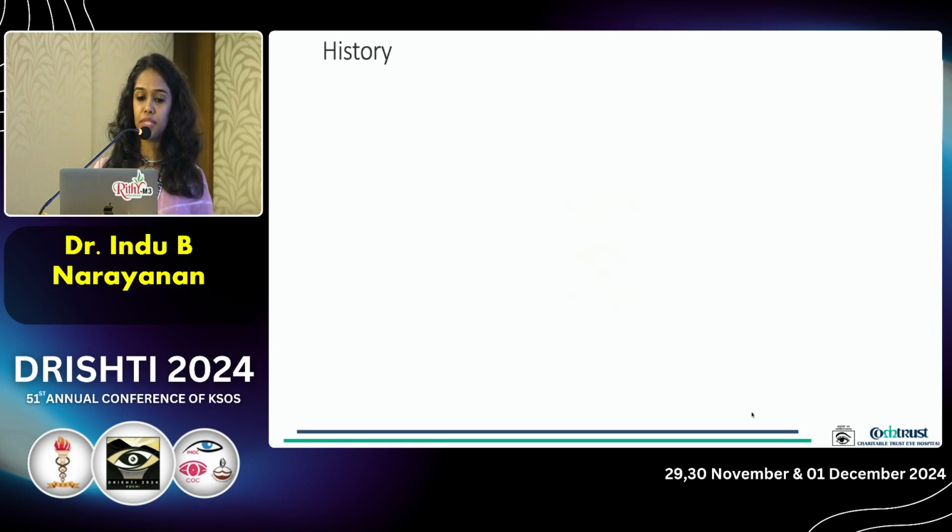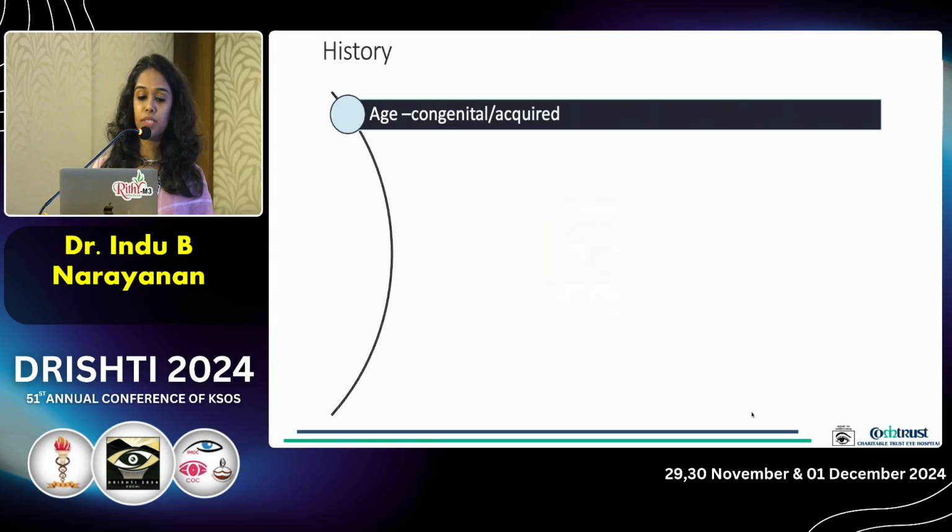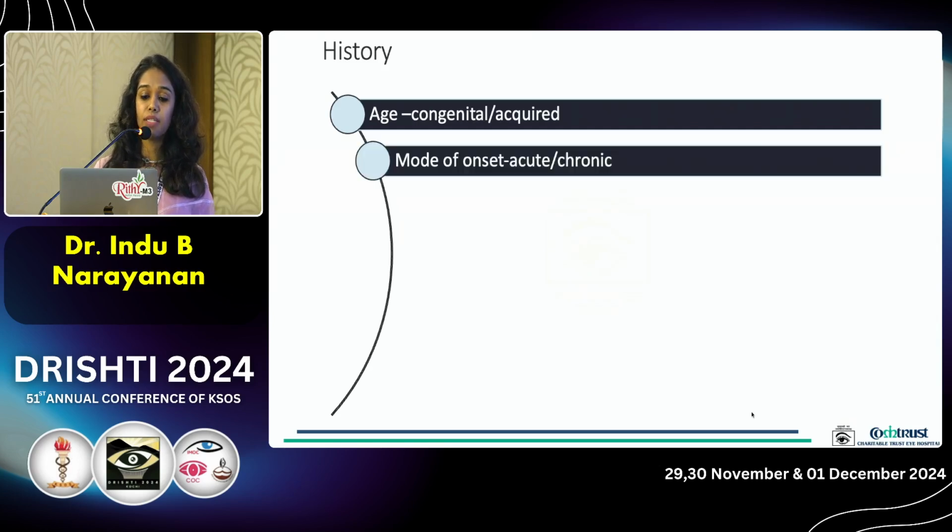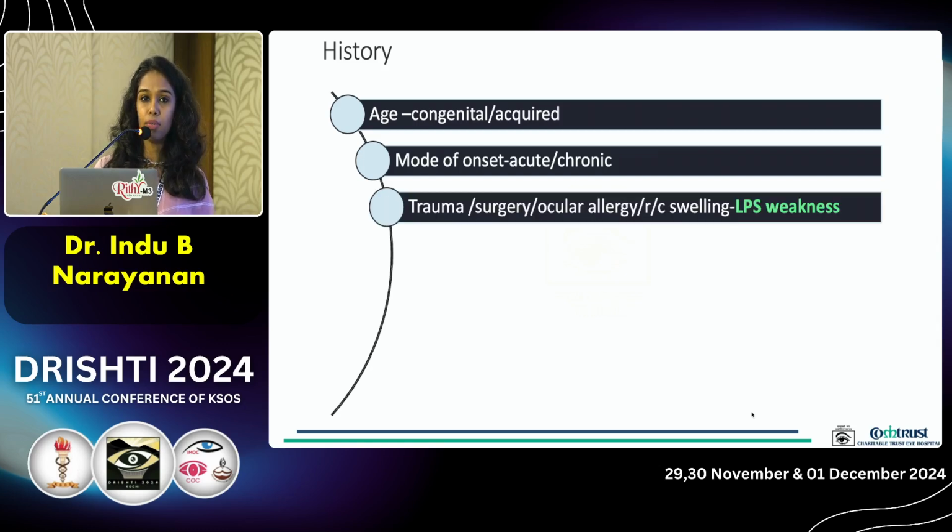So, in the history, first and foremost is the age of onset, if it's a congenital one or an acquired one. The mode of onset, if it's acute or chronic. Acute is more of an emergency. Always see if there is any history of trauma or any surgery, ocular allergy or recurrent swelling, because all these factors cause levator weakness.